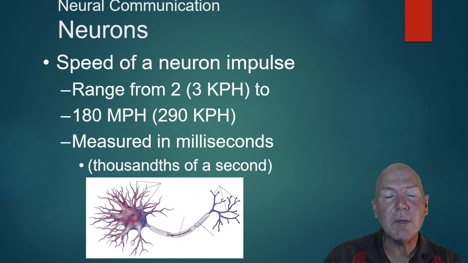So this neural impulse that goes down the neuron, the speeds can be incredible. They range from 3 kilometers per hour to about 290 kilometers per hour, which is really fast when you think it only has to travel the 6 feet of you or the 4'5" of you or however tall you are. And it's measured in milliseconds that it's so quick, which is 1,000th of a second.